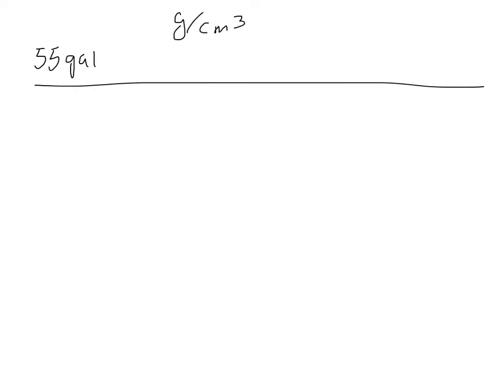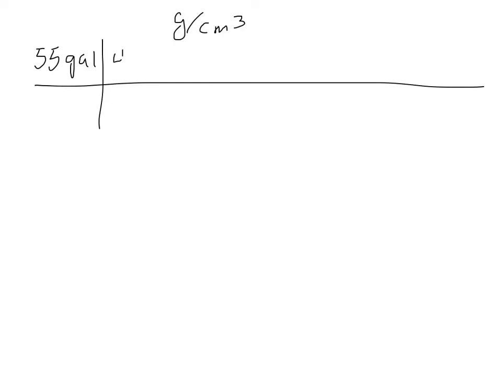So the first one asks for the mass of a 55-gallon drum. And we are given the conversion factor that includes the density in grams per centimeter cubed. So how we solve for this is we start with the 55 gallons, right? And since the density is given to us in grams per centimeter cubed, we want to convert our volume of gallons into centimeters cubed.